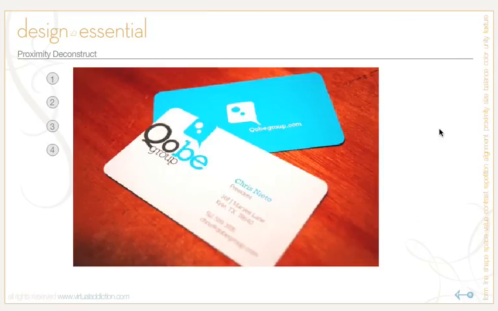The next example is this Kobe Group business card, and this uses proximity to group together the various parts on the card. The logo stands apart from the rest of the information and grabs the viewer's attention first and foremost. The president's name and title is separate from the address, as is the phone and the email. All in all, the card is more interesting and more organized, having a bit of space between the various elements.